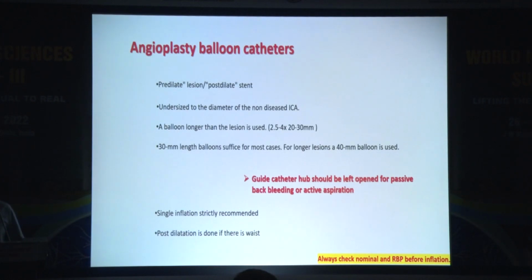And secondly, a balloon longer than the lesion is used, especially in most cases, a 20 to 30 mm balloon will do the work. And sometimes in cases of longer lesions, we may have to switch to the 40 mm balloon length. And the most important thing is, while doing an angioplasty, you should always keep the guiding catheter hub open so that any embolic material or clot may come out of this hub. And single inflation is strictly recommended. You don't have to do a repeated inflation because it can increase the cardiovascular instability risk and complications.